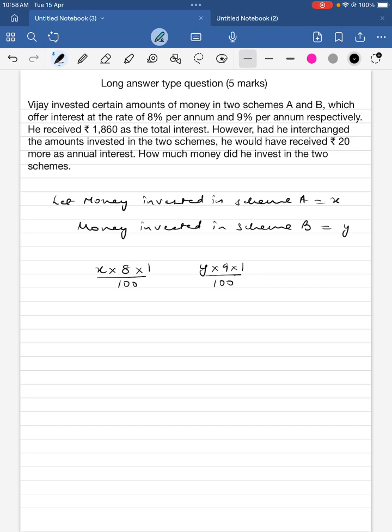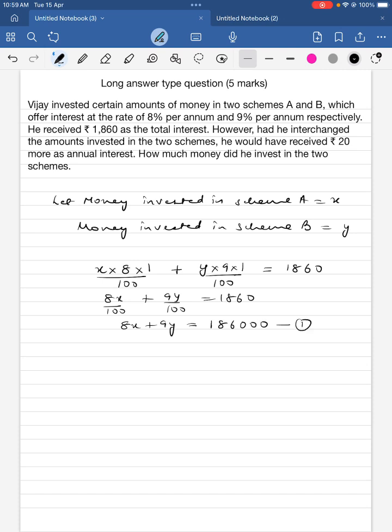Okay, so now totally he's received rupees 1860. So that is 8x by 100 plus 9y by 100 equal to 1860. If I take 100 to the other side, I would have 8x plus 9y equal to 1,86,000. Okay, so that's my first linear equation.